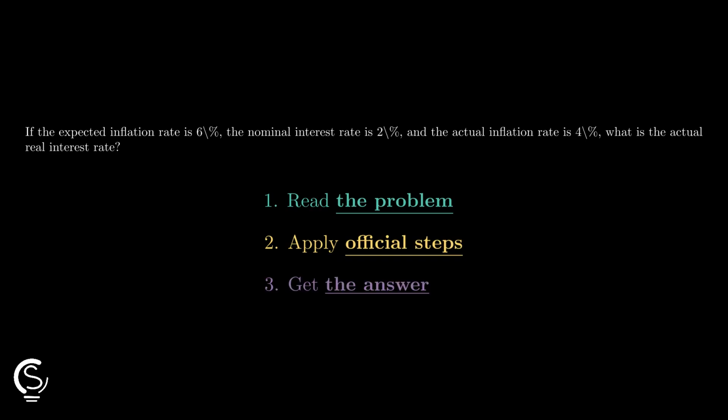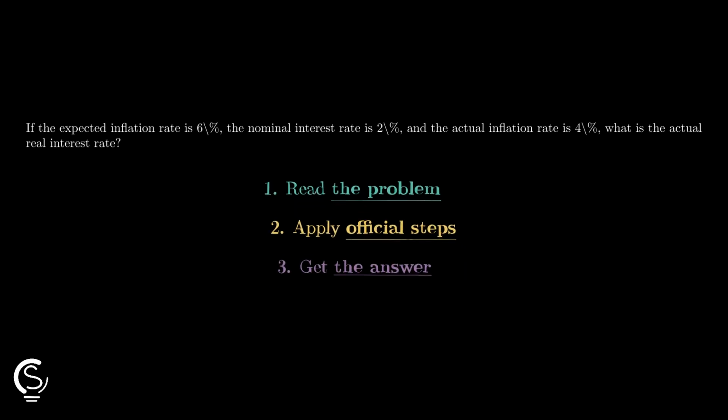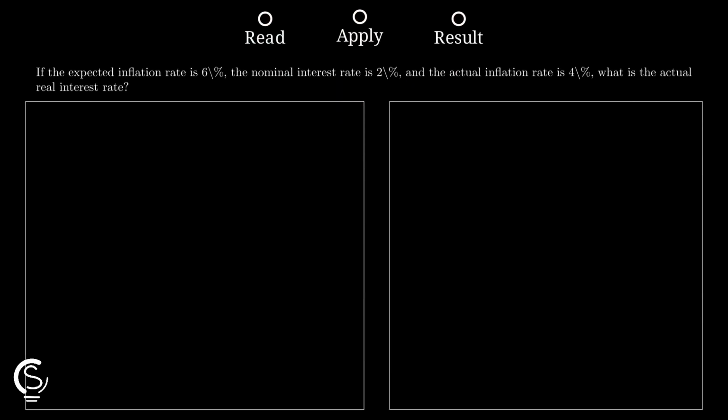Inflation problems can be tricky, but we can solve this fast. Let's find the actual real interest rate using the Fisher equation right now. First, we need the correct formula for the real interest rate. It equals the nominal interest rate minus the actual inflation rate. Don't let the expected inflation rate distract you.